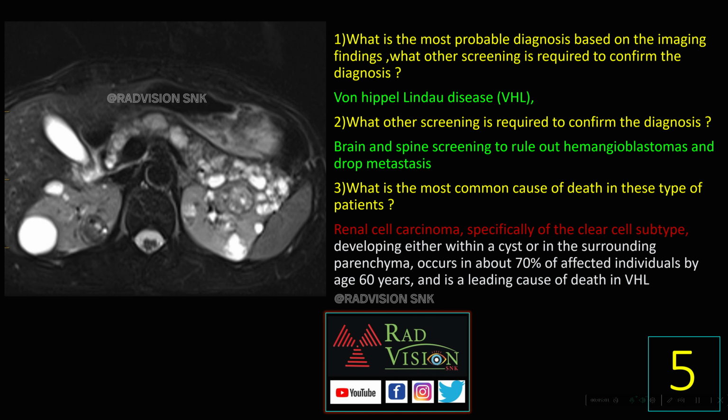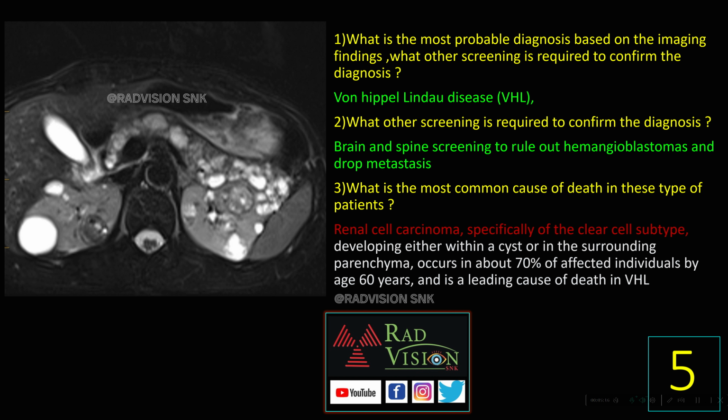So the most probable diagnosis is von Hippel-Lindau disease. What other screening is usually done to confirm the diagnosis? It is brain and spine screening to rule out hemangioblastomas. And when you see hemangioblastomas in the brain or cerebellum, definitely suspect drop metastasis, so you have to screen the spine.